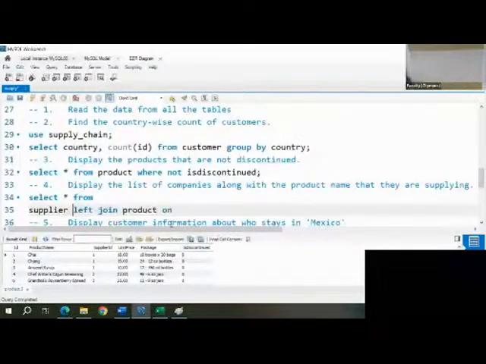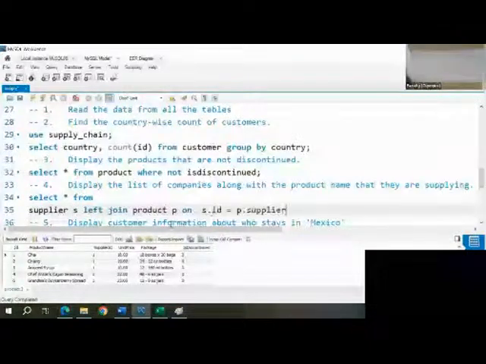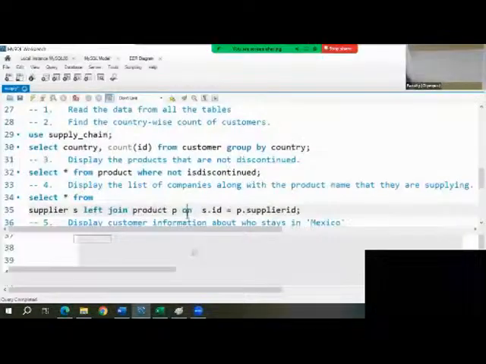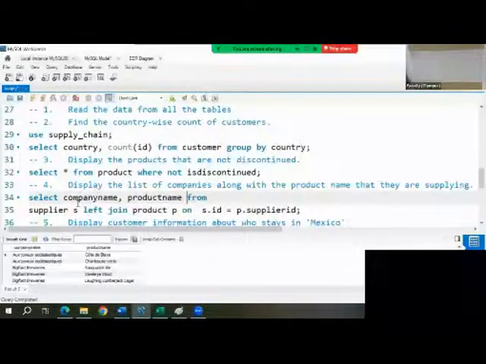Dot s dot id is equal to p dot supplier id. So always execute to check whether your join is working correctly. Yes, it is working. Next, fill in the information. You need product name and company name, right? So these are the list of companies along with the product. That is all. Very simple question.